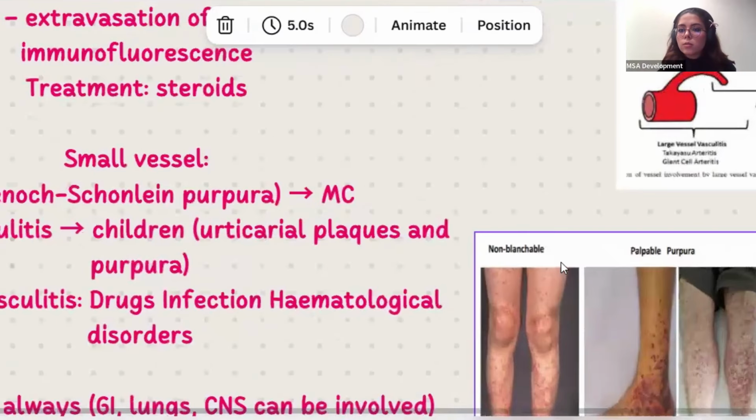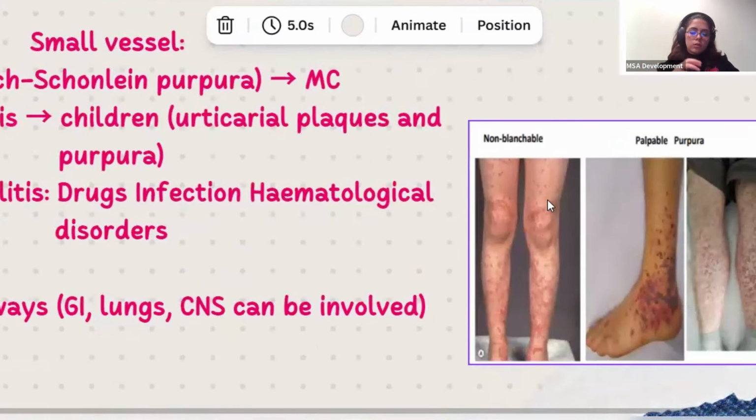This is what it looks like. Non-blanchable is the glass test I was talking about. You put a glass on the red lesion, and if it goes white, that means it's blanchable. If the red doesn't go away even when you put the glass on, that's non-blanchable.